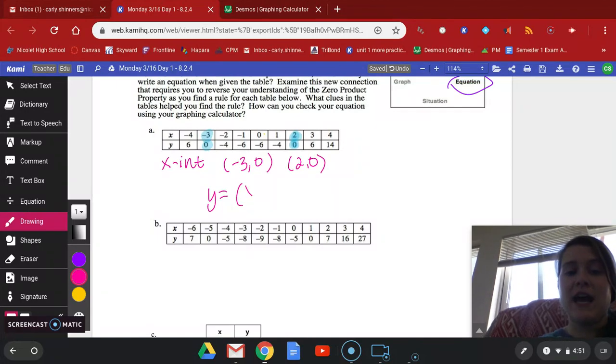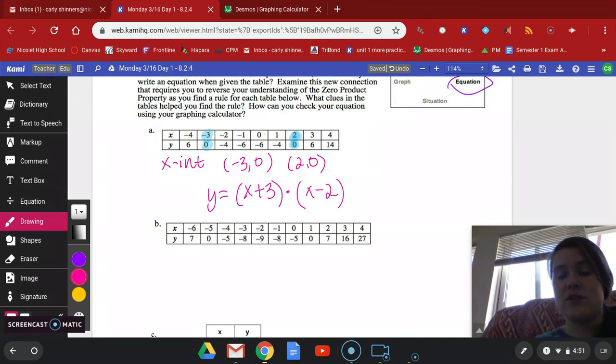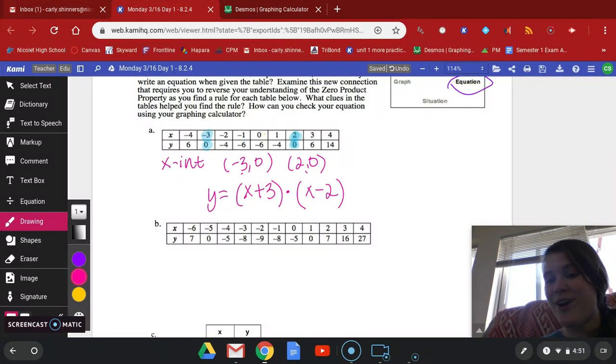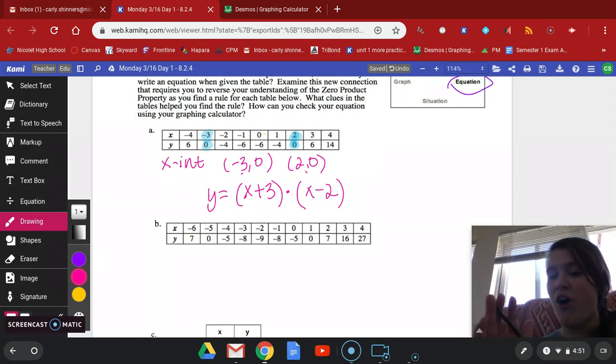What's the opposite of -3? X plus 3. What's the opposite of a +2? A -2. When I plug in -3, I will get 0. When I plug in 2, I will get 0. And when I get 0, that's an x-intercept. So it's all connected.